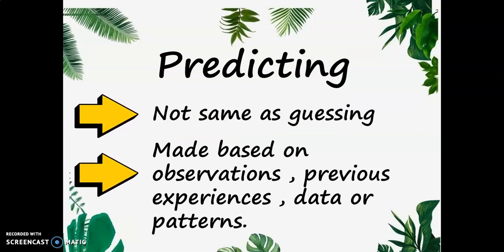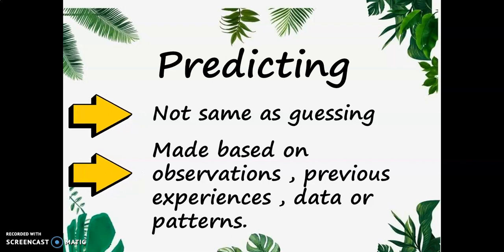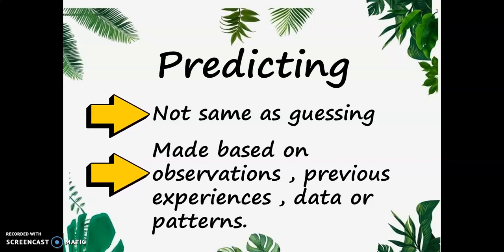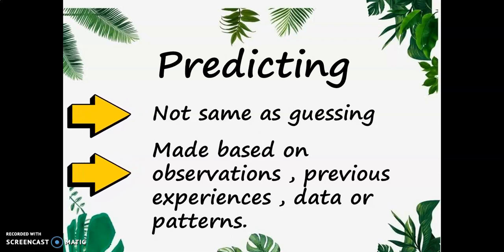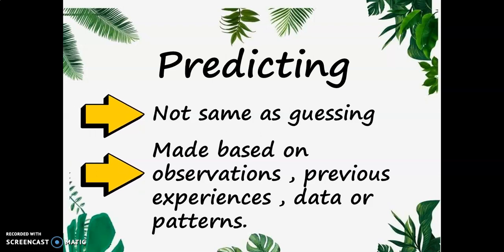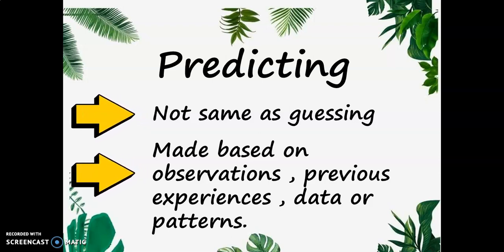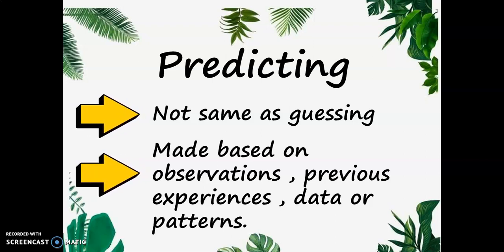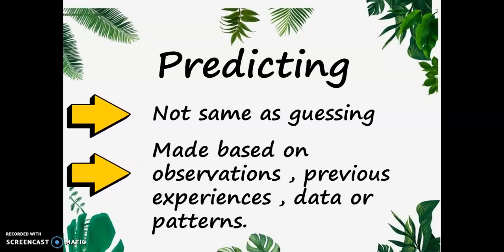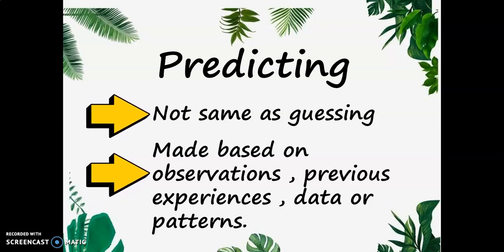And then, predicting is not the same as guessing. Ramalan tak sama dengan tekaan. Tekaan biasanya kita teka je tanpa ada sesuatu andaian, sesuatu bahan. So, predicting is made based on observation, previous experience, data or pattern. Jadi, ramalan predicting in science berdasarkan observation. Kita perhatikan dulu, kita tengok dulu and then we predict. Or we use previous experience. Kita gunakan pengalaman yang lalu and then we predict. Kita ramalkan. Or we use some data. Kita gunakan data-data yang ada. Dan kita predict. And then maybe we use pattern.